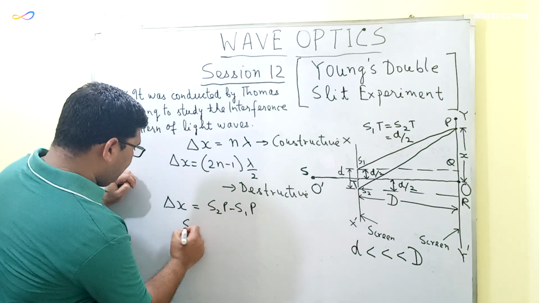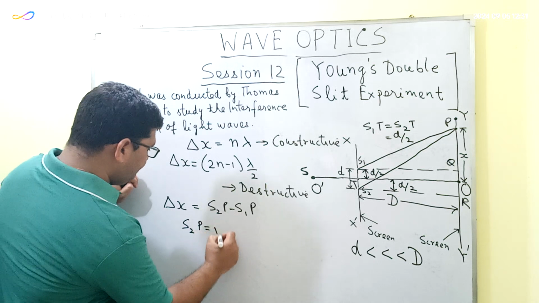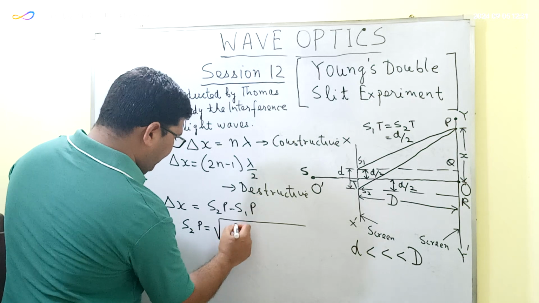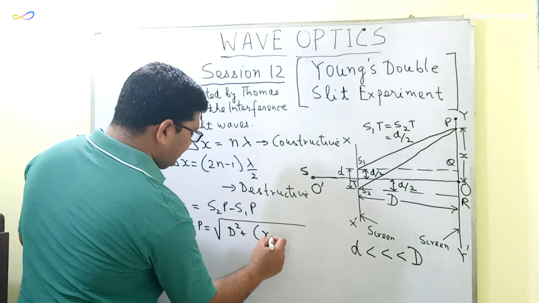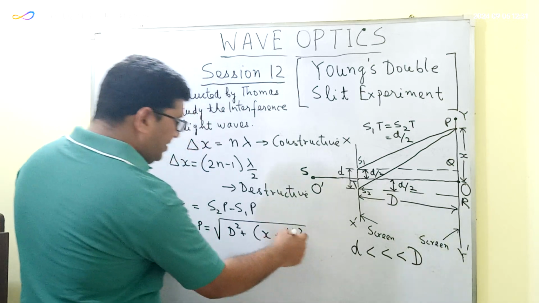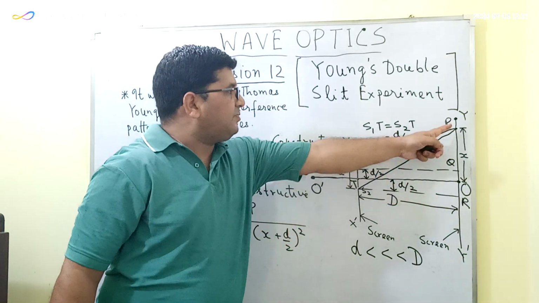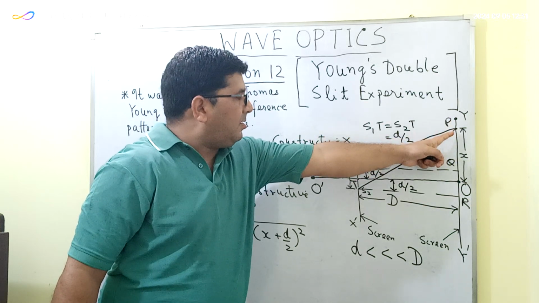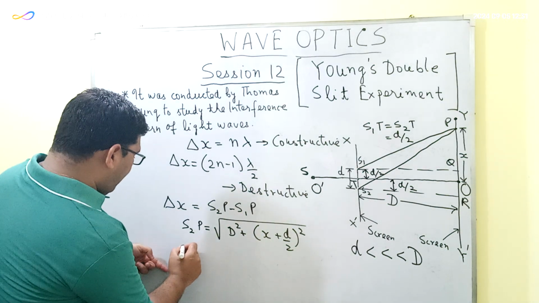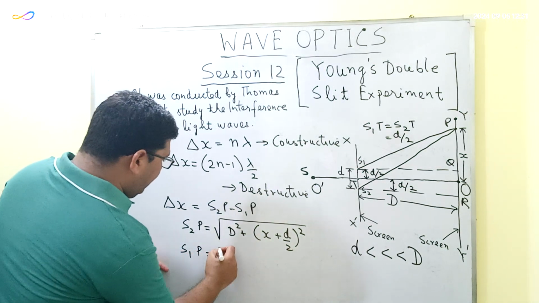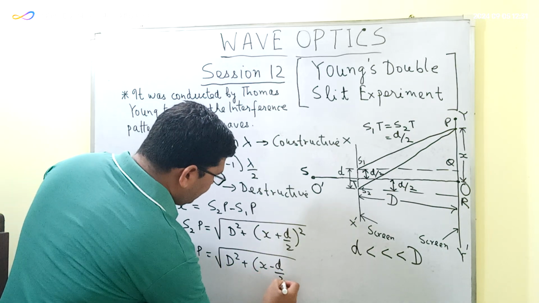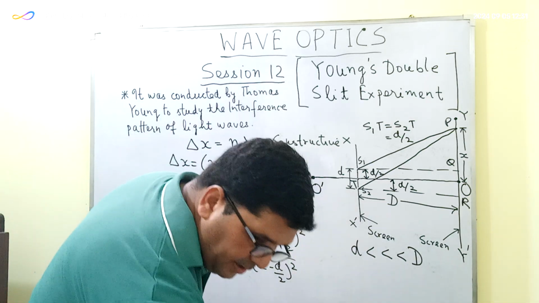So now S2P will be equal to how much? S2P is the square root of D square plus (x plus d by 2) whole square. Here x is the distance of this point P from the center of the screen. Similarly, S1P will be the square root of D square plus (x minus d by 2) whole square.